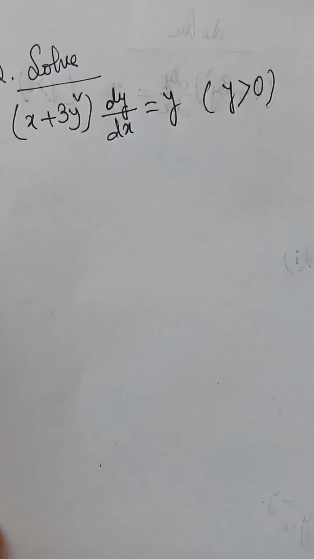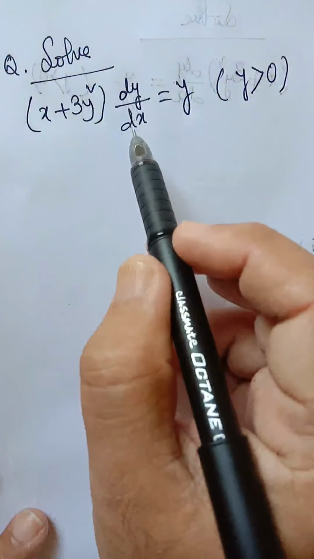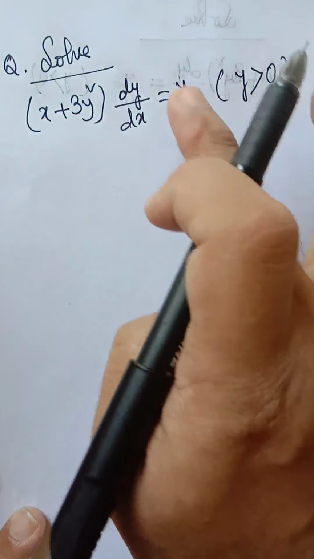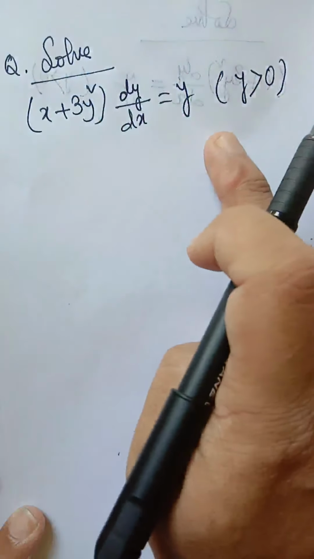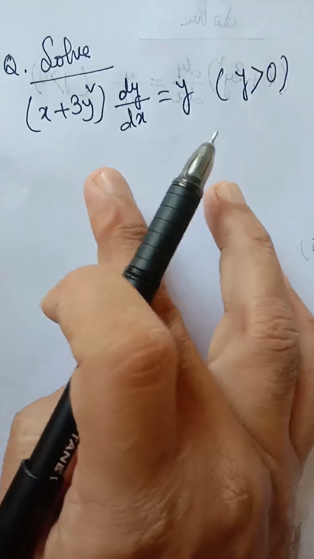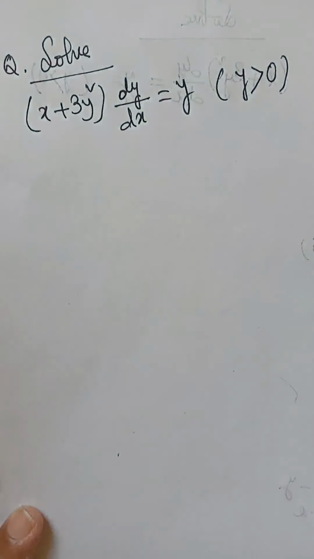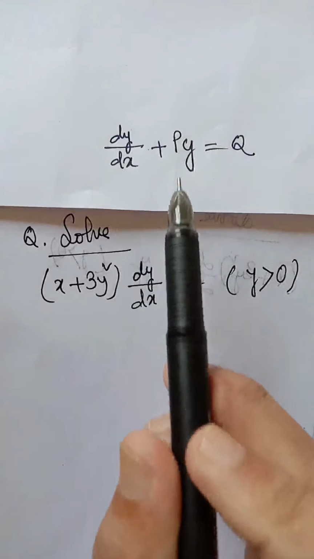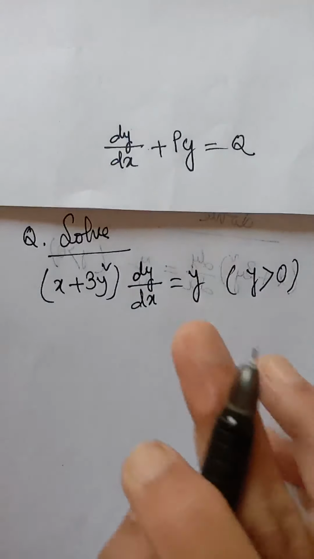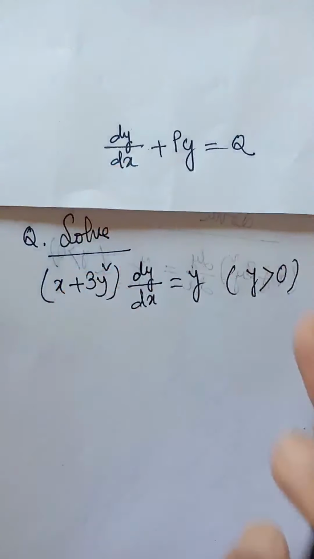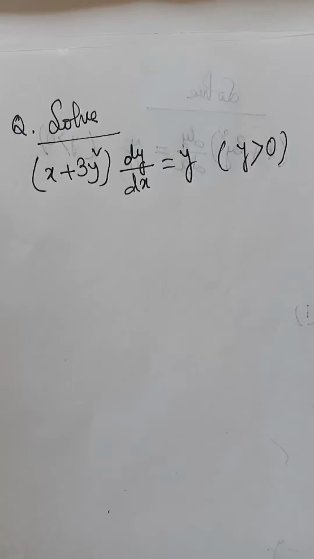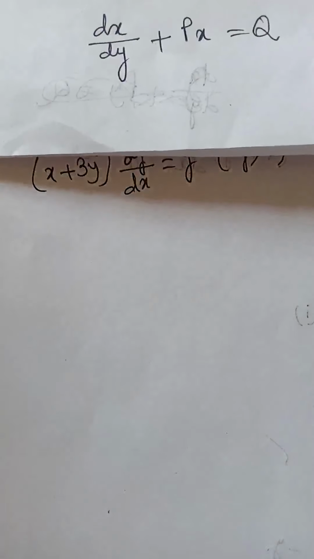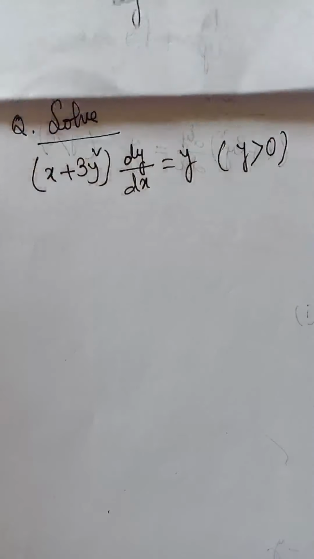Next, to solve the differential equation (x plus 3y square) dy/dx equal to y. If we bring x plus 3y square to the right hand side, this will become dy/dx equal to y by something, which we cannot express in the form dy/dx plus py equal to q. We cannot express this equation in the first form, so we'll try to express it in the second form, dx/dy plus px equal to q, where p and q are functions of y.